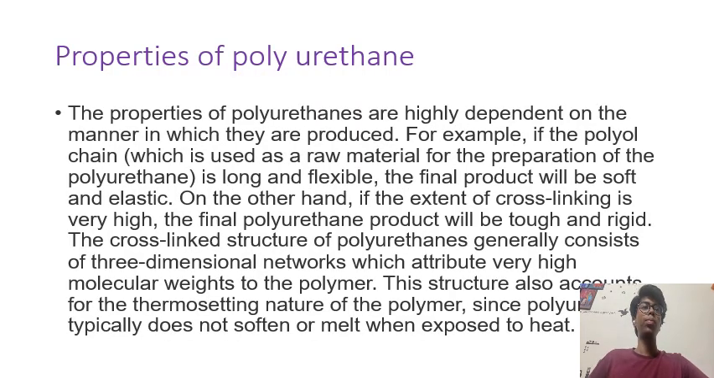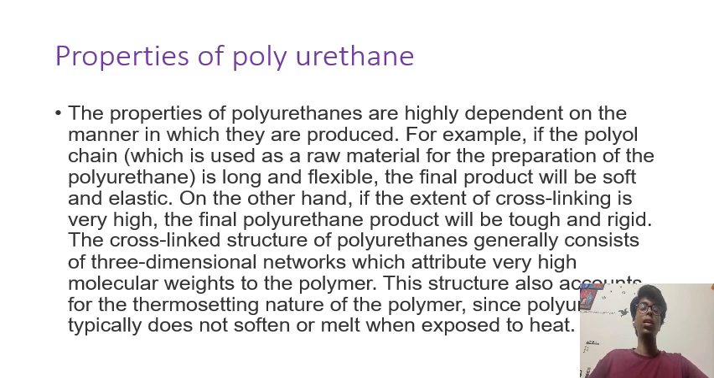So, the properties of polyurethanes are highly dependent on the manner in which they are produced. For example, if the polyol chain, which is used as a raw material for the preparation of the polyurethane, is long and flexible, the final product will be soft and elastic.